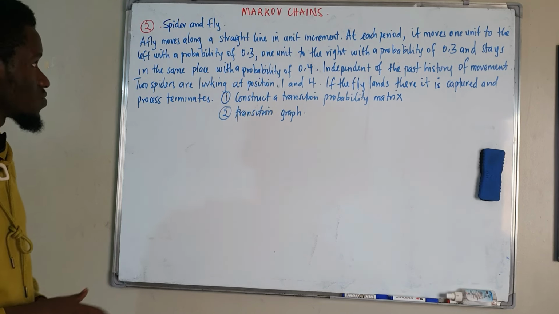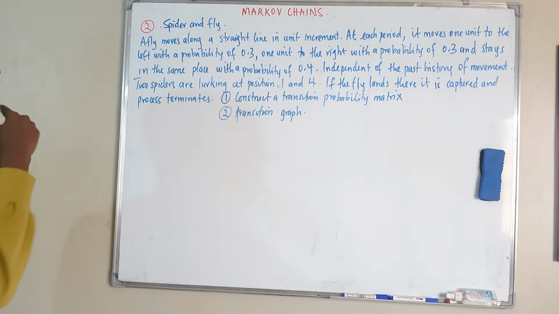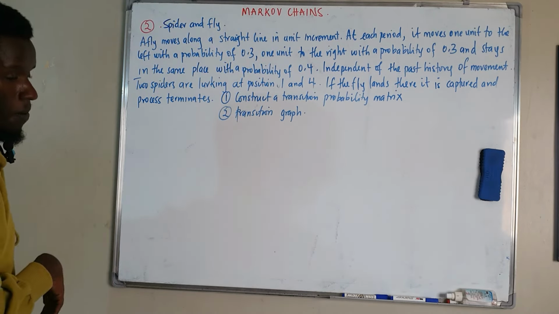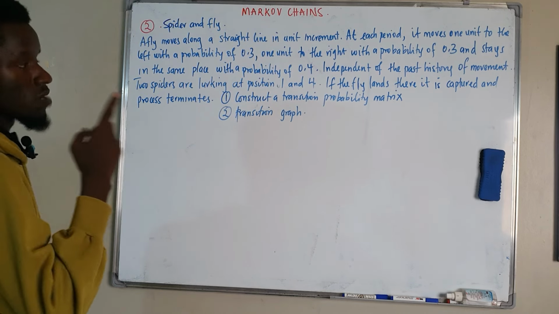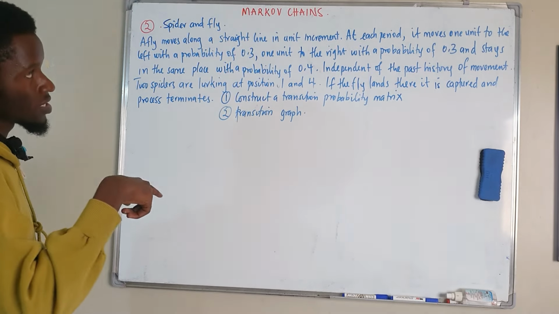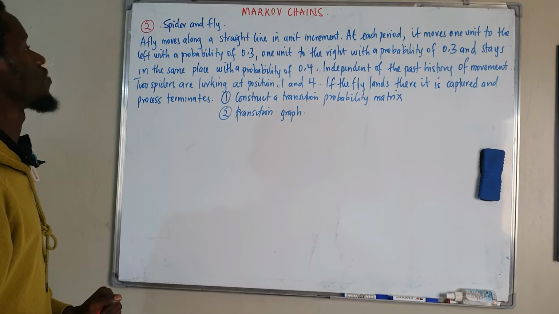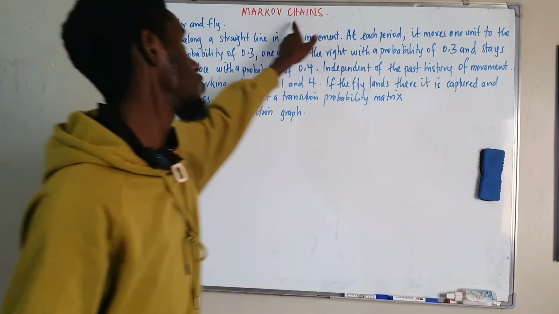Now, for this case, we have a scenario of a fly. A fly is moving on a straight line. It's either moving forward or backward. When it moves forward, the probability is 0.3. When it moves backward, the probability is 0.3. If it stays at the same point, the probability is 0.4. They're telling us that it is independent of the past history of the movements. This shows us that we are talking about a Markov chain.